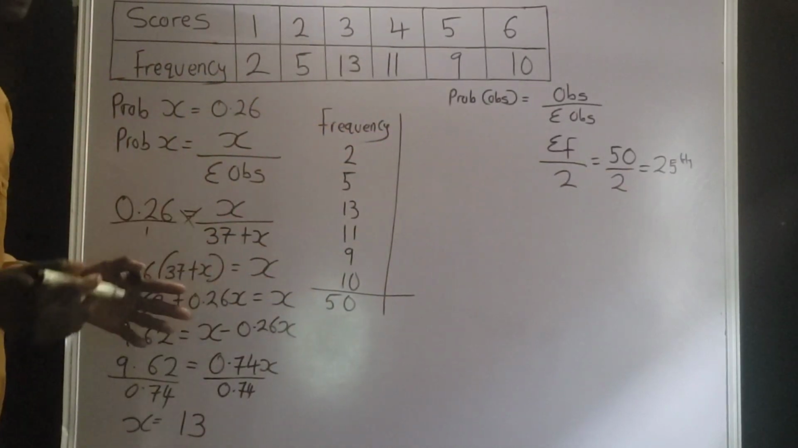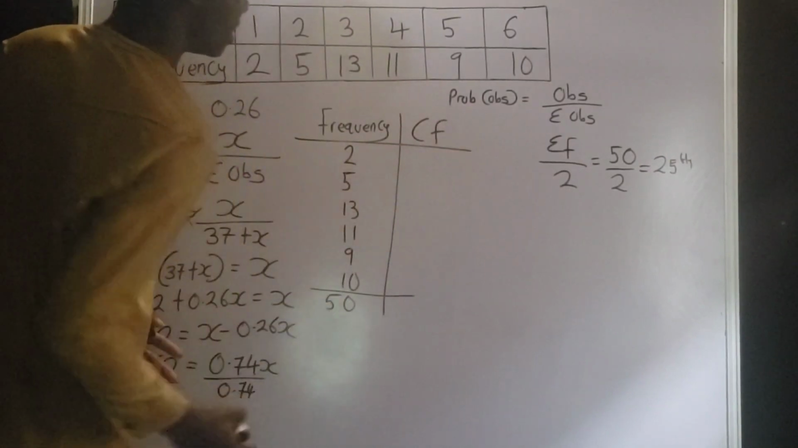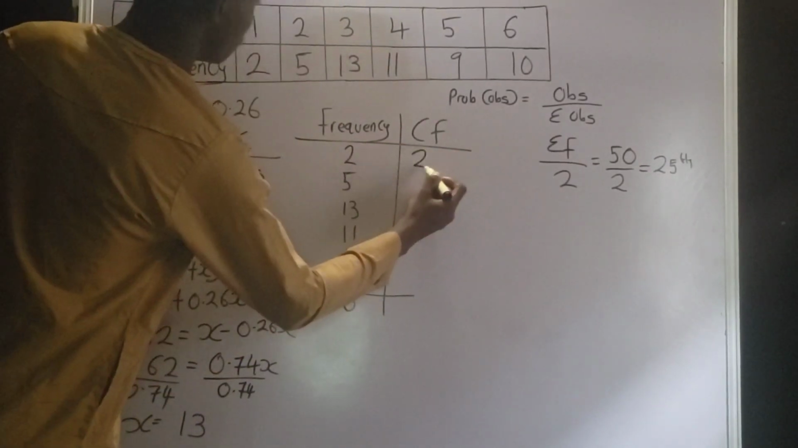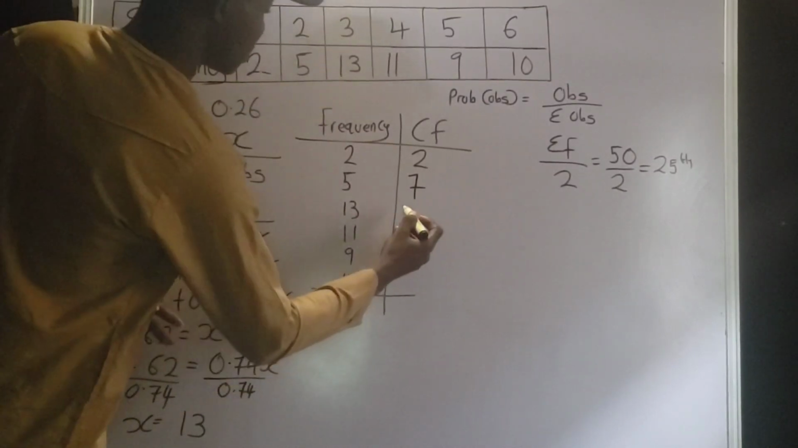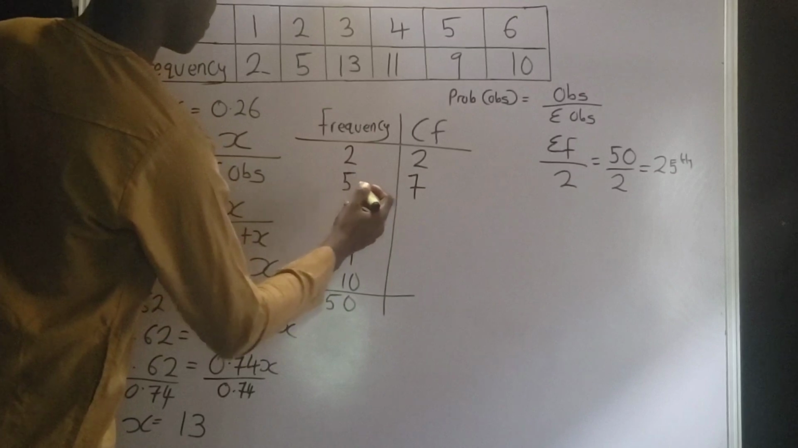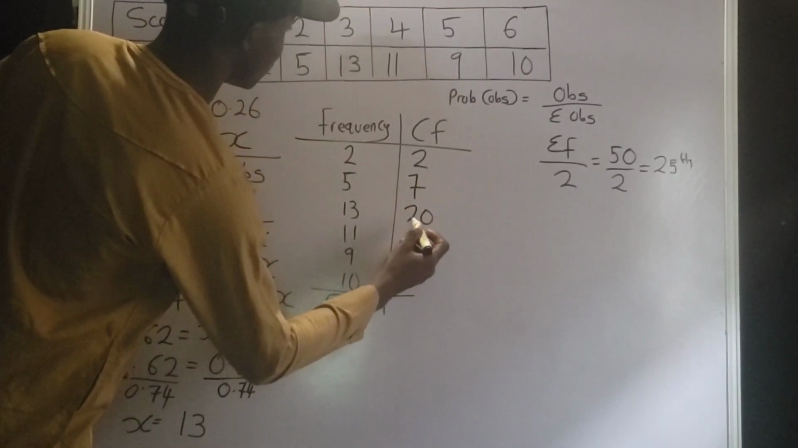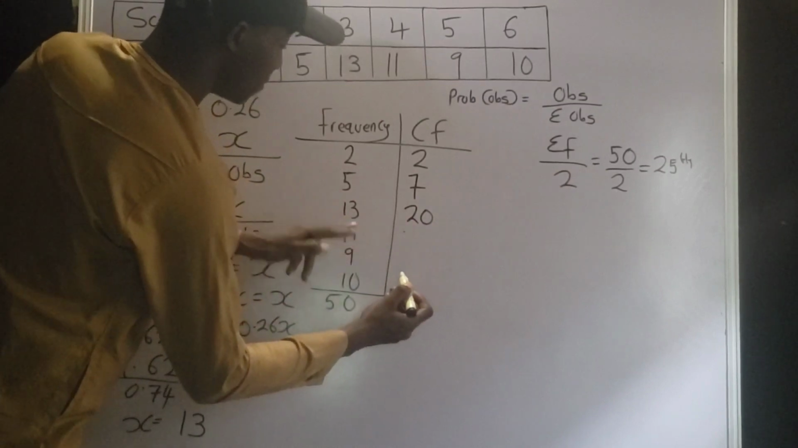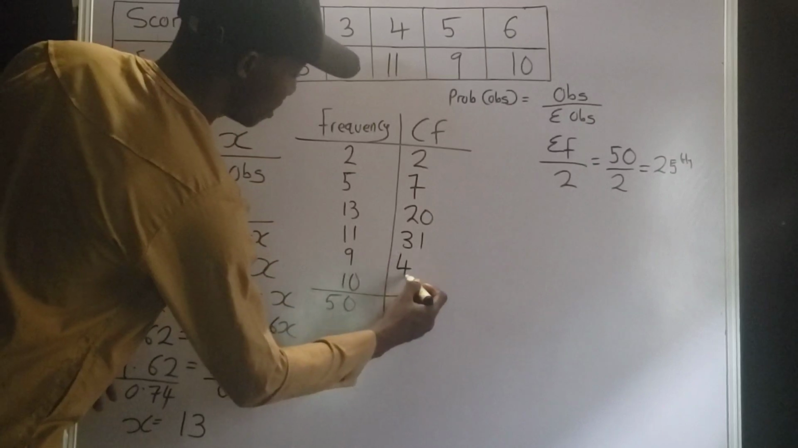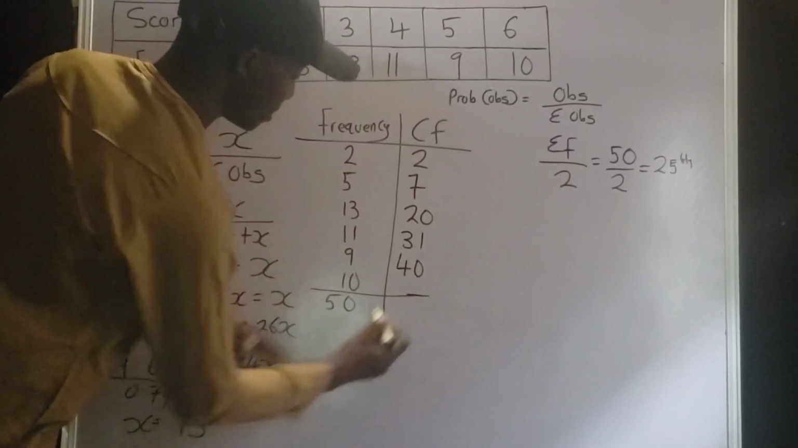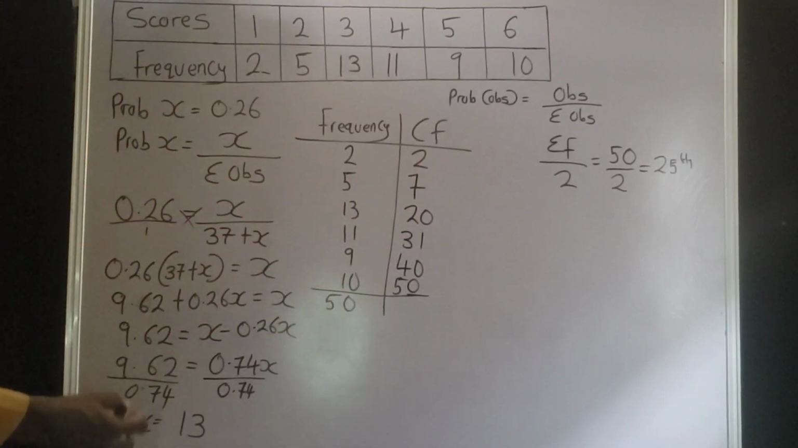Now we are going to construct our cumulative frequency table. Cumulative frequency, that is CF. So for this, I'm going to have 2 plus 5, 7, 7 plus 13, that is 20, 20 plus 11, that is 31, 31 plus 9, that is 40, 40 plus 10, that is 50. So I'm going to construct the cumulative frequency.